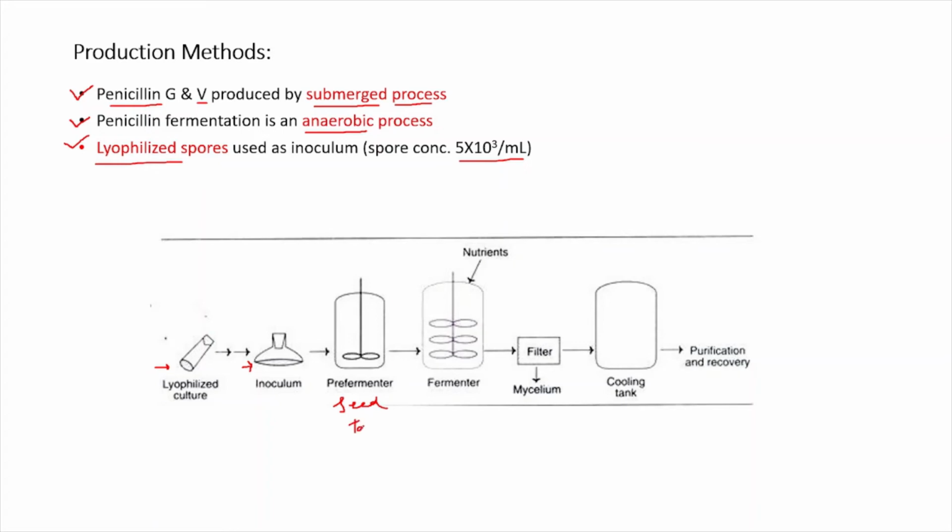The function of this seed tank or pre-fermenter is to keep the cells viable at a high density for a long time, so that we can use them for further upstream processing, and then we transfer it to a general large-scale fermenter, and then we add the necessary nutrients, carbon nutrients, nitrogen nutrients. After that, penicillin production takes place within this large fermenter, and then we filter the penicillin, and from the filtrate we separate the mycelium, and then we transfer it to the cooling tank, and then we perform further downstream processing.